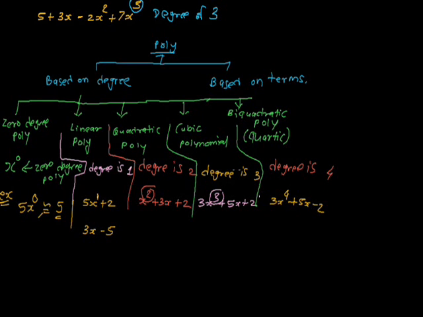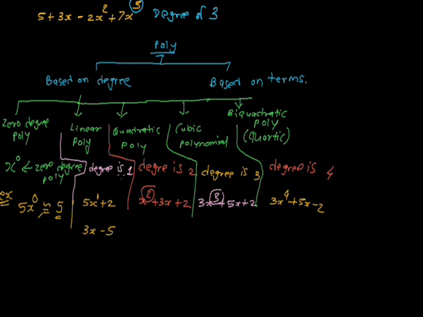So this is the classification based on degrees. We can see the 0 degree polynomial, in which the highest degree of x is 0, or any constant term. Then linear polynomial, in which the degree is 1, for example 5x plus 2.